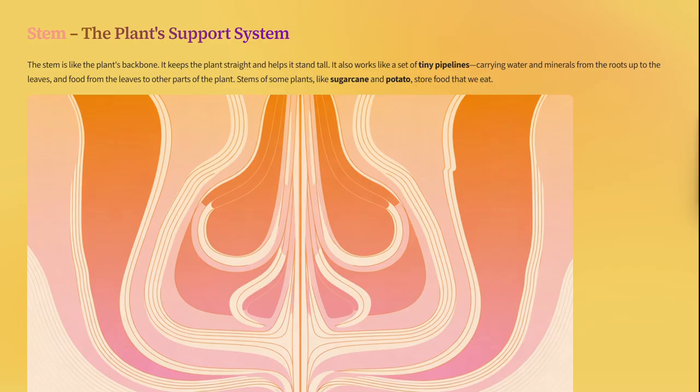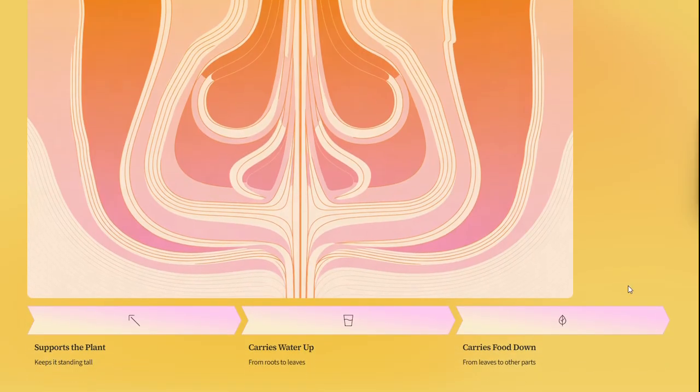Some stems, just like roots, can also store food. For example, did you know that potatoes and sugarcane are actually stems that store food? When we eat a potato, we're eating the stem part of the plant. So next time you see a tall tree, remember, the strong stem or trunk is helping it stand tall and carry food and water to every little leaf and flower.